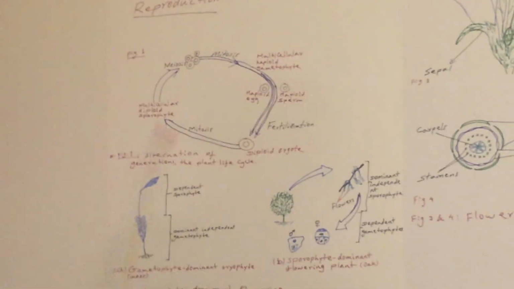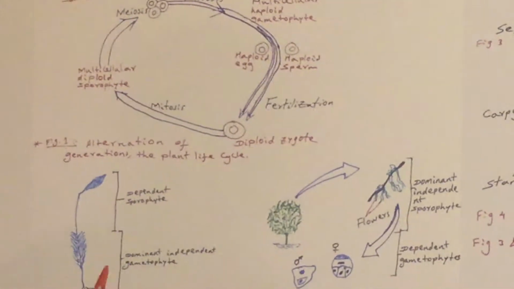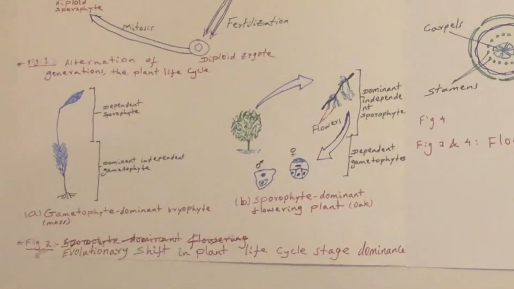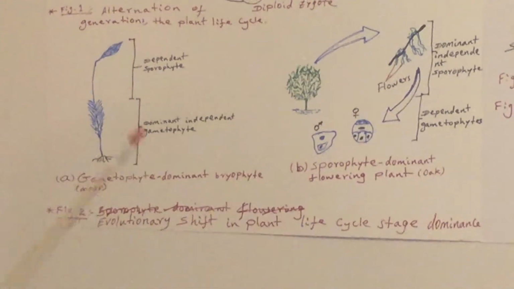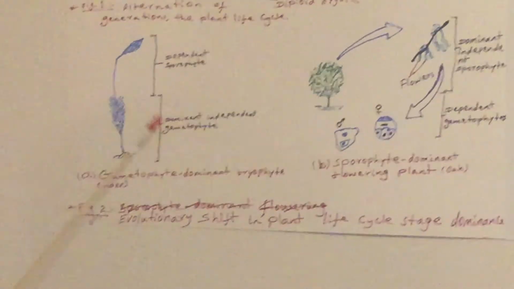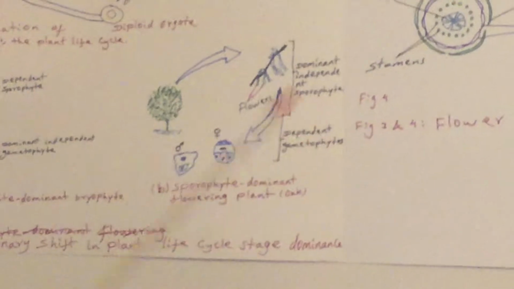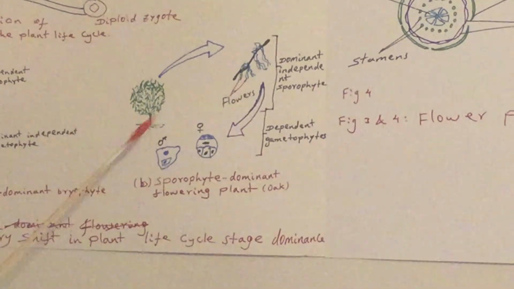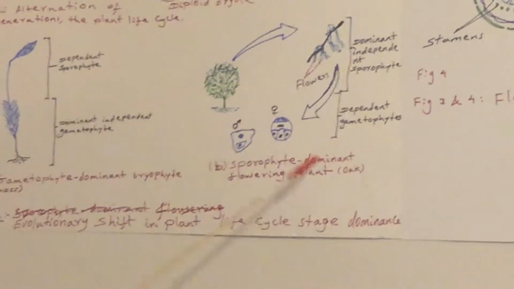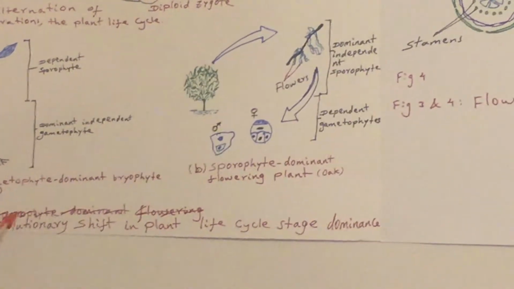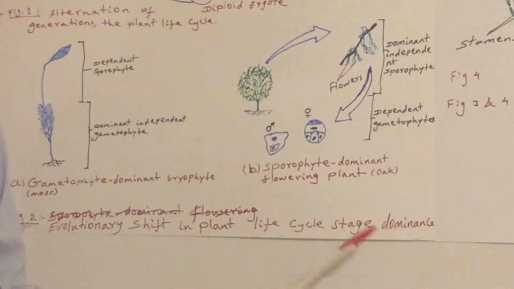Also down here, in general, this is an alternation of generations plant life cycle. Down here at the bottom, we have the gametophyte-dominant bryophytes, with dependent sporophytes on top and independent ones at the bottom. The one on the right side has a male and a female, which is a sporophyte-dominant flowering plant. This is in general the evolutionary shift in the plant life cycle, the dominant stage.